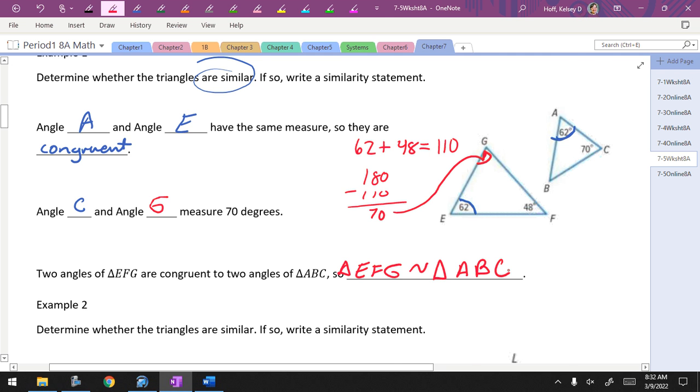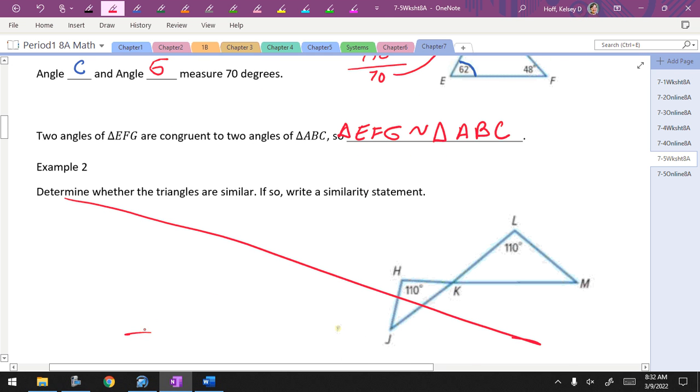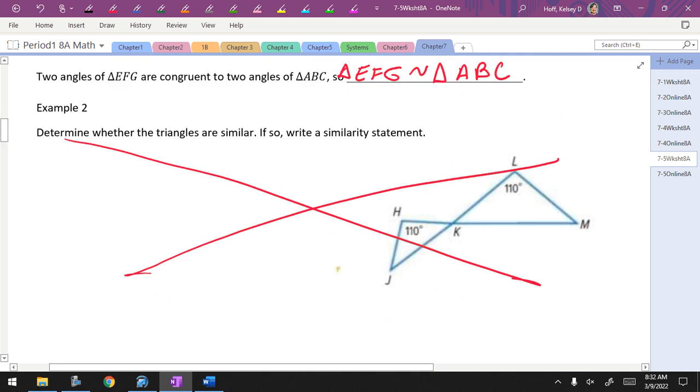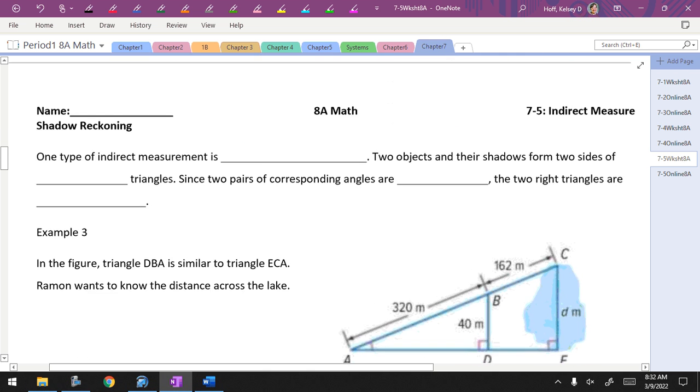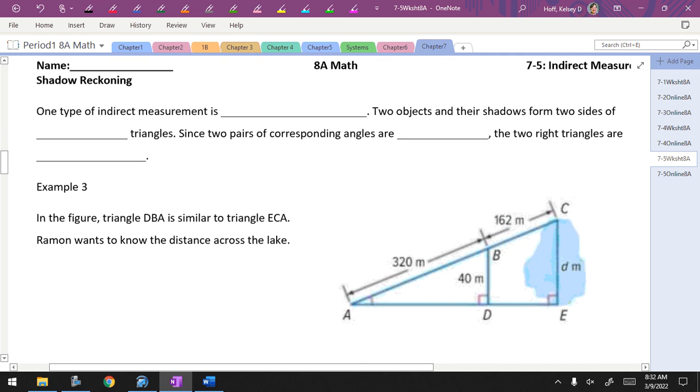Okay? We are going to skip example number 2. You are welcome. We're going to go to the back. Okay, we have some more terminology here. Ms. Hoff will hopefully tell you how to spell it correctly. One type of indirect measure is shadow reckoning. Shadow reckoning.